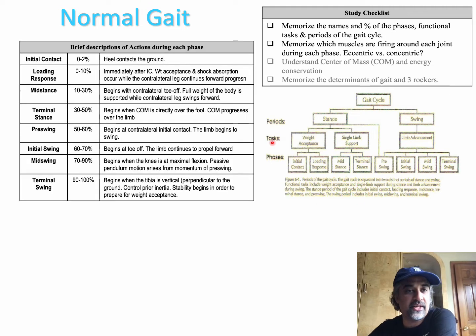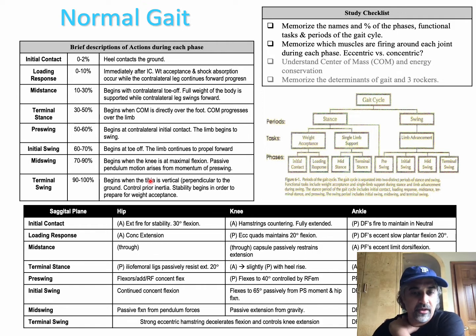In terms of percentages of time, roughly getting a sense of when it's happening, and a brief description of the actions that are occurring. So for example, with initial contact in a normal person, the heel contacts the ground. And in loading response, that's when the foot is accepting the weight from the other side. I'm not going to go into all of these in detail. You should read these and learn these.